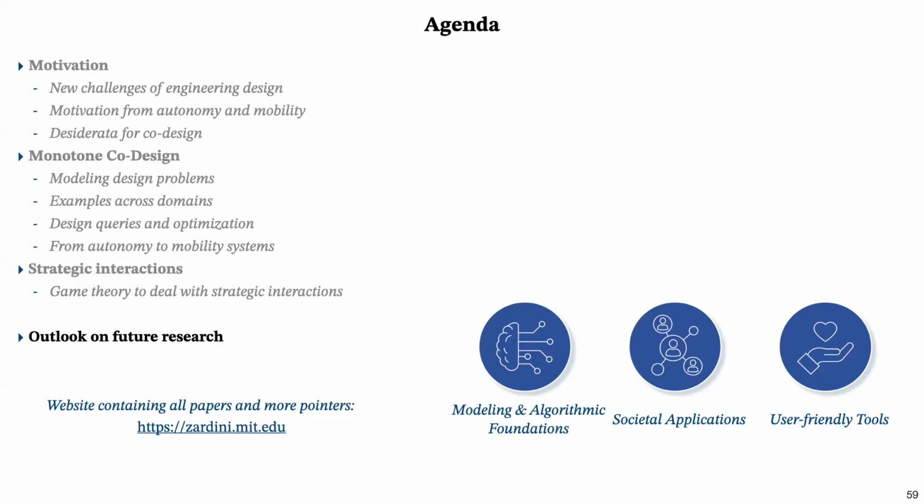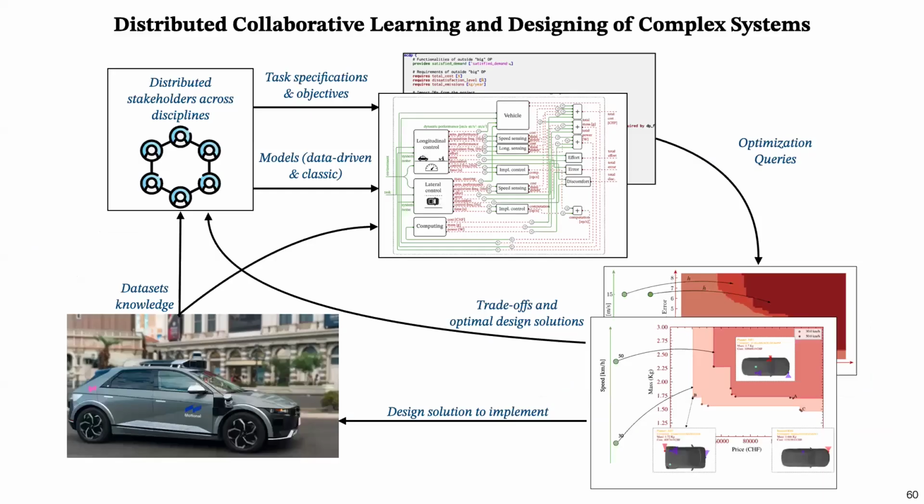One is modeling and algorithmic foundations for these problems. Another one is trying to apply it to societally critical applications. And finally, is making these tools user-friendly so that people can use them outside of academia. Now, for the co-design stuff, my dream is really to have this picture become a reality. What is this picture? It is essentially you have a lot of stakeholders across disciplines.